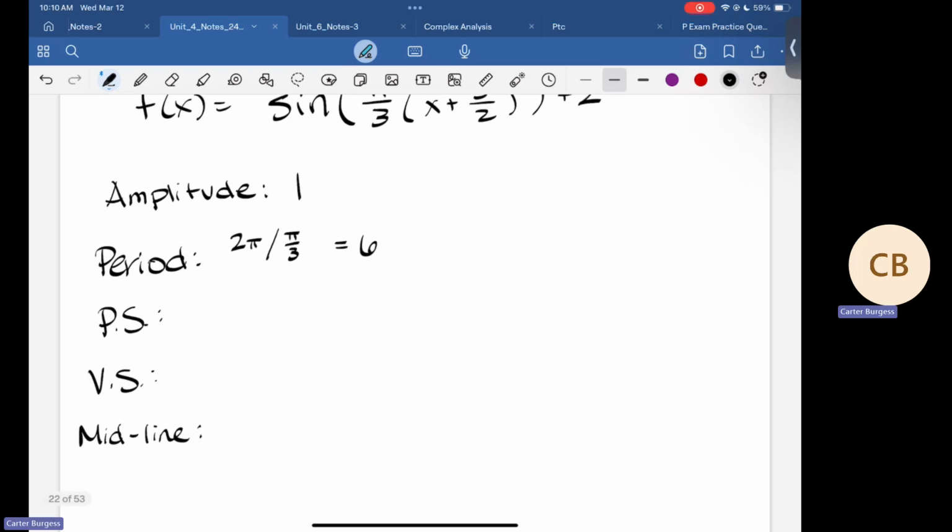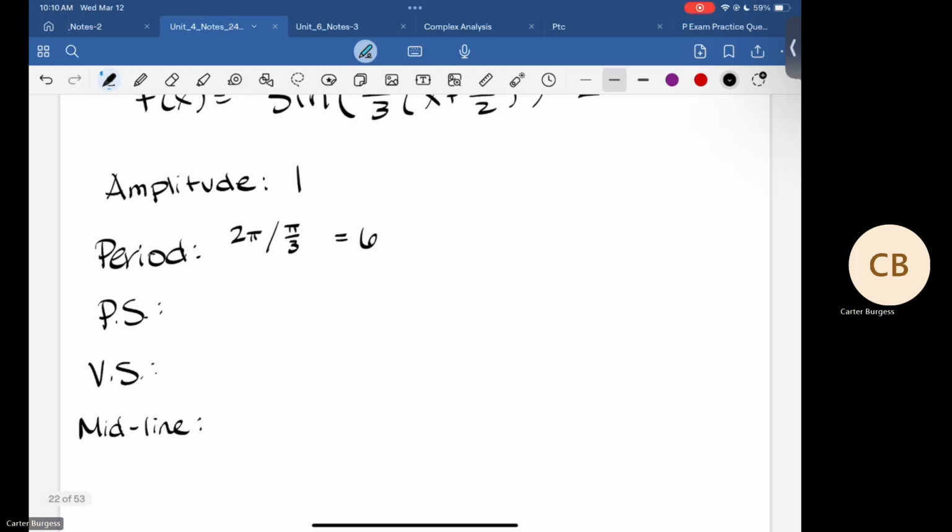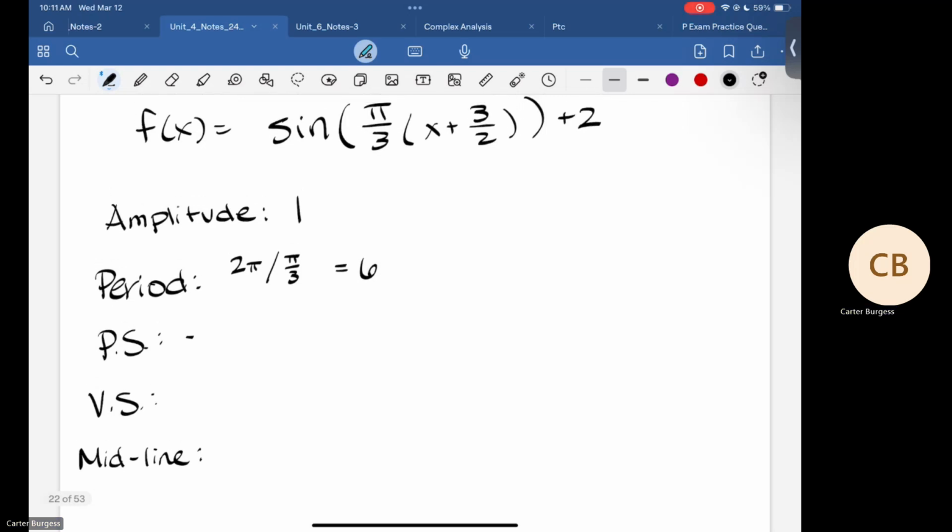What is my phase shift here going to be? Okay, we could say negative 3 over 2, or what else could we say? 3 over 2 to the left. Make sure you don't mix these two. If you say negative 3 over 2 to the left, then you have just told me 3 over 2 to the right. So, don't turn around after you've already turned around.